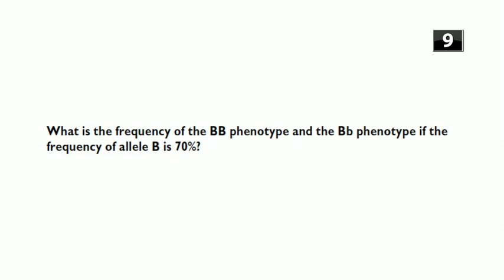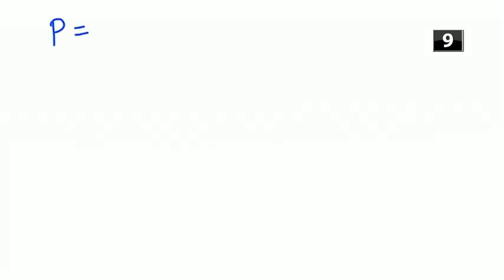In question number 9, we're looking for the frequency of the dominant homozygote, big B, and the frequency of the heterozygote, big B, little b. And we're given that the frequency of allele big B is 70%. So with that knowledge, you know that the frequency of the little b allele has to be 30%. We're letting p equal big B, so that's 0.7, and that means q equals 0.3 because p plus q equals 1, right? So you start there.